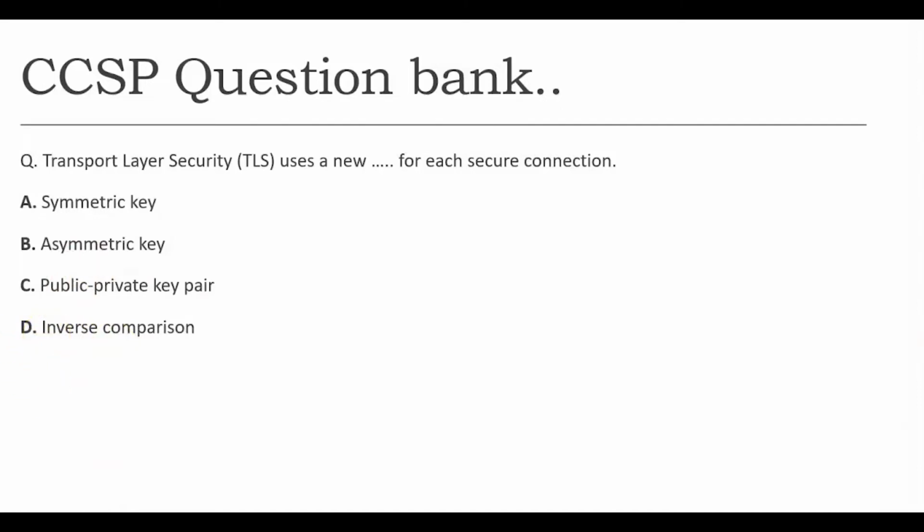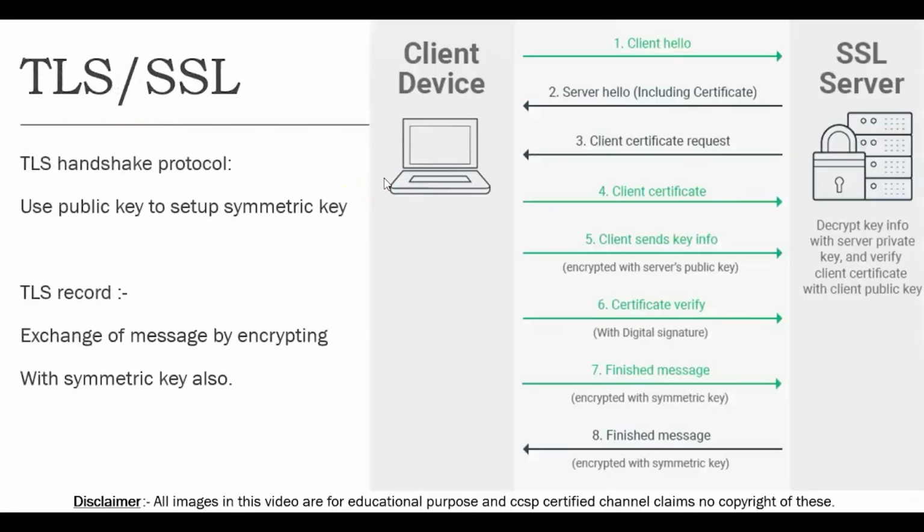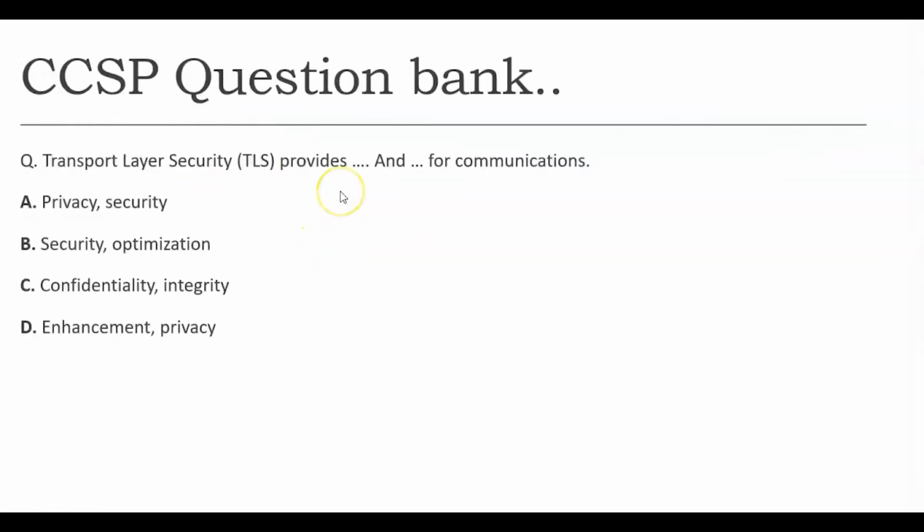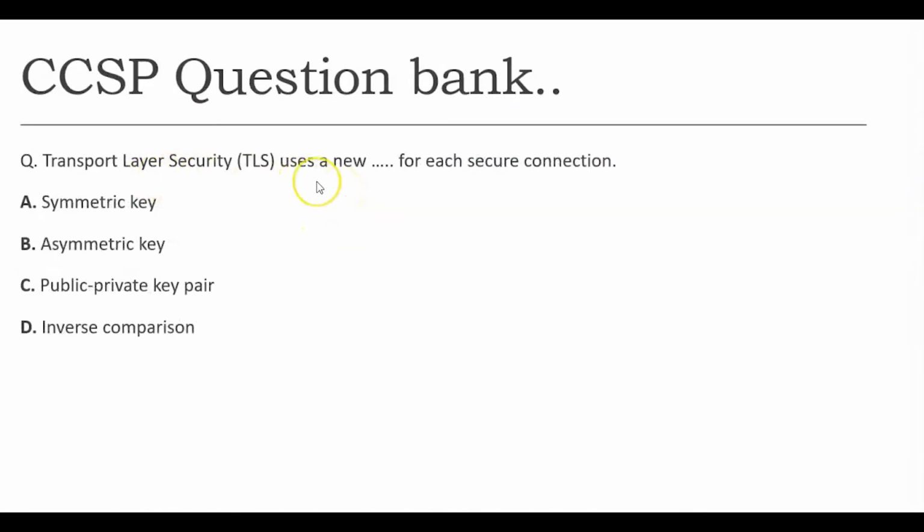So D option is definitely not the option. And we have seen that the handshake provides the setup of the symmetric key. So every time a handshake happens, there is a new symmetric key. So Transport Layer Security, TLS, always uses a new symmetric key for each secure connection. This is from the CCSP exam question bank.